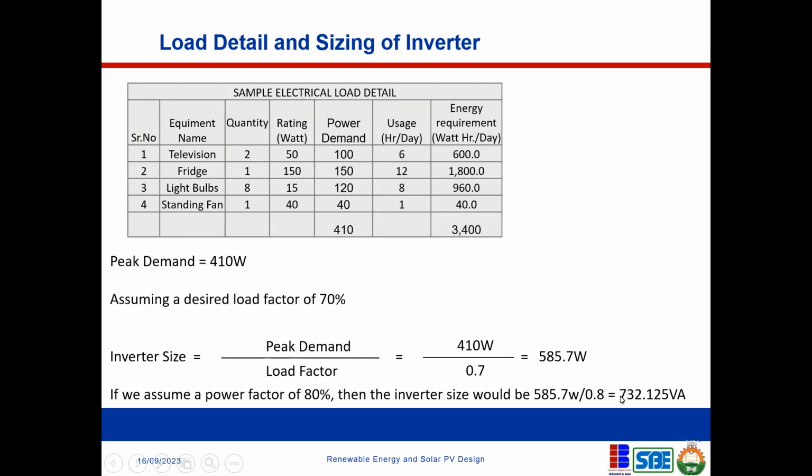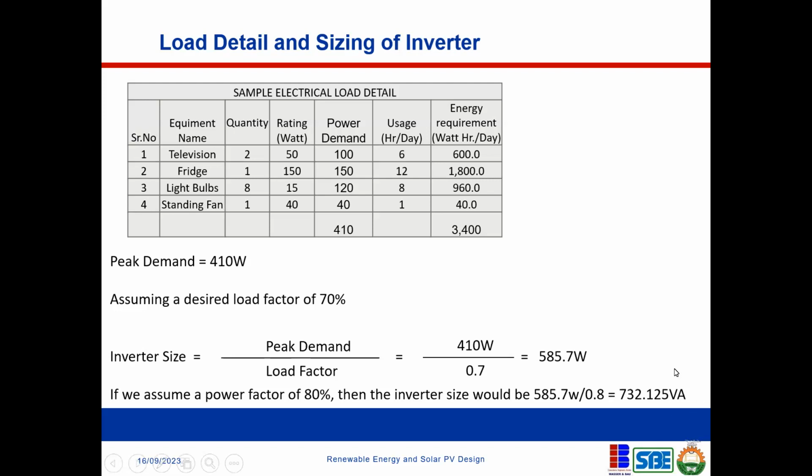You would then have 732.125 VA. This is VA, not kVA. It is very, very important we pay attention. In our previous training before this, we talked about energy basics and energy fundamentals and electric basics, where we talked about some of these units and some of the calculations that I'm using here in this presentation. So we need to pay attention to units. Units is very, very important.